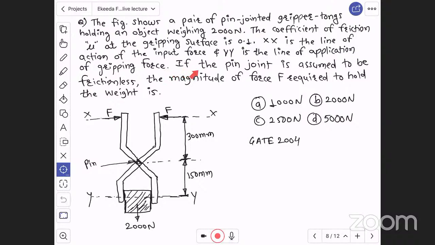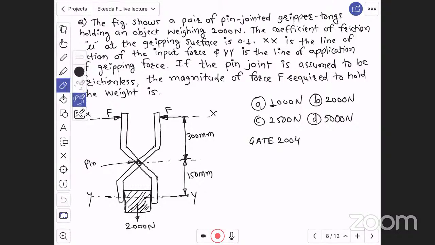Gripping force. If the pin joint is assumed to be frictionless, the magnitude of force F required to hold the weight is. Now, what is the magnitude of this force F so that it will hold the weight of 2000 Newton? This is the question here. Now, let us go for the solution.